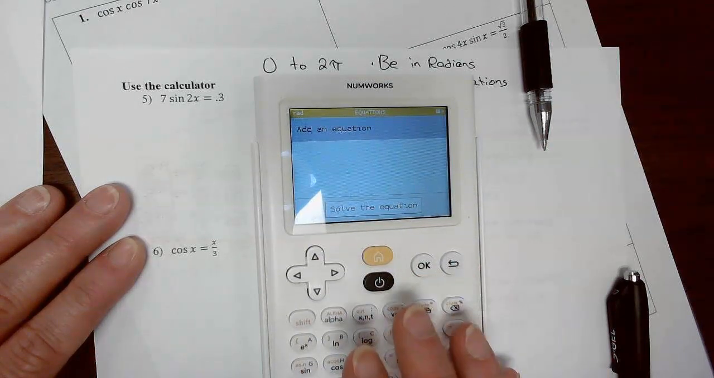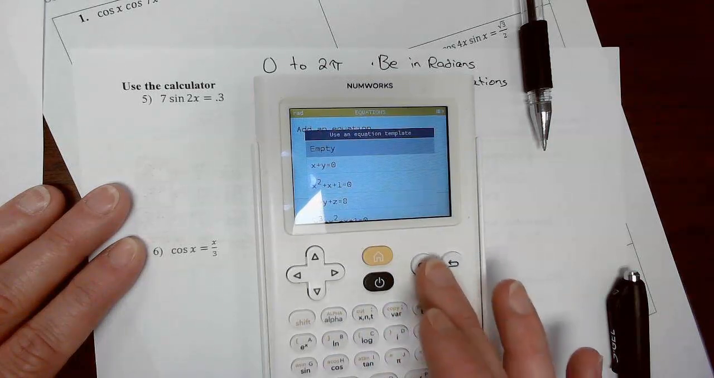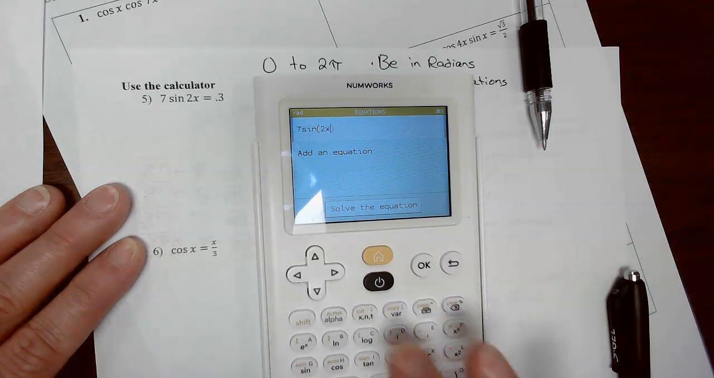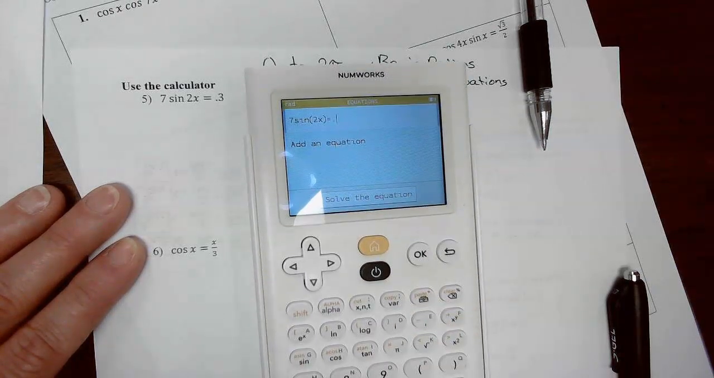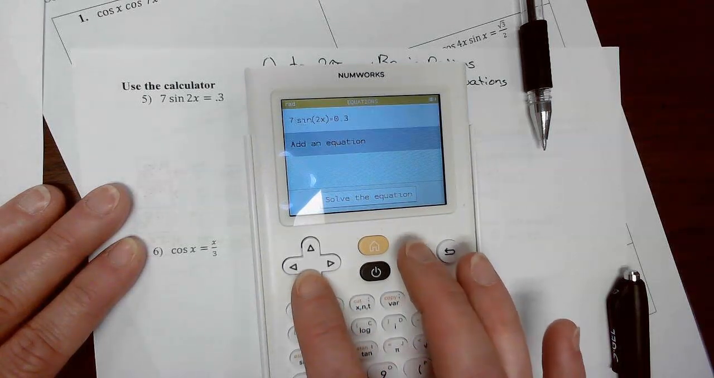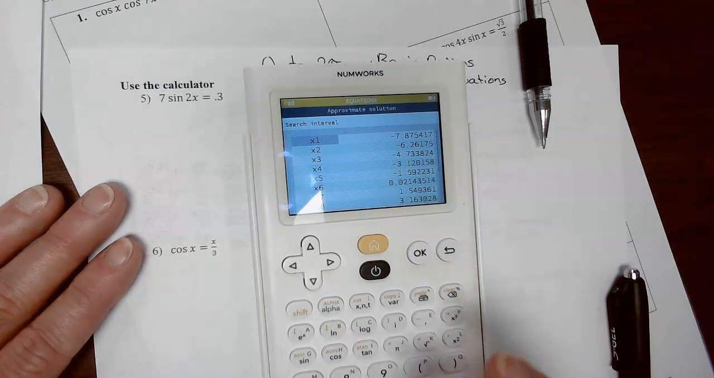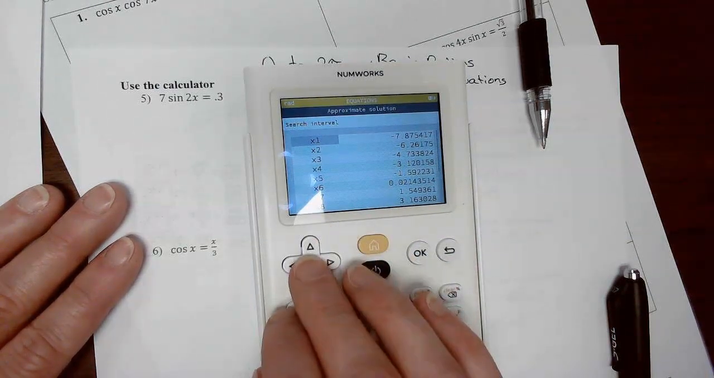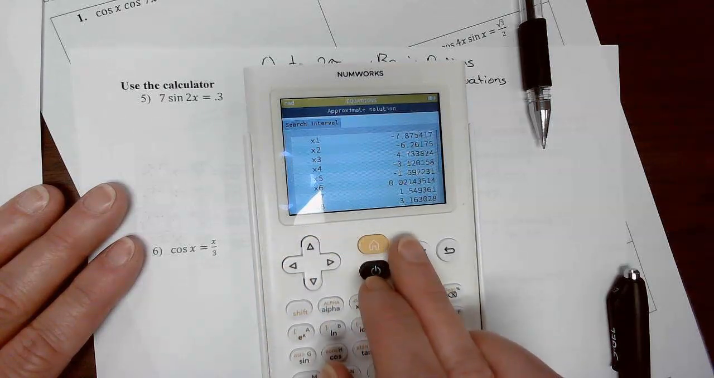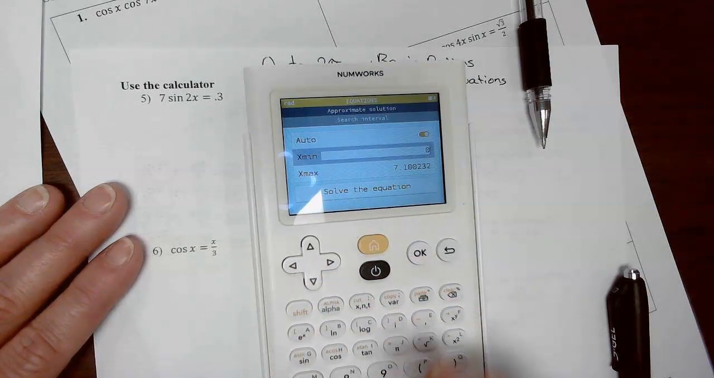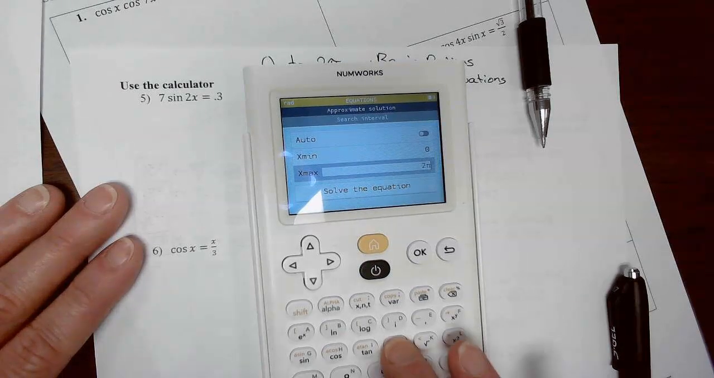I'm going to delete out whatever's there, and then type in 7 sine 2x, close the parentheses, equals 0.3. Now I'm going to go to solve the equation. It's going to give me lots and lots of solutions. I don't want all of those. I just want the ones from 0 to 2 pi.